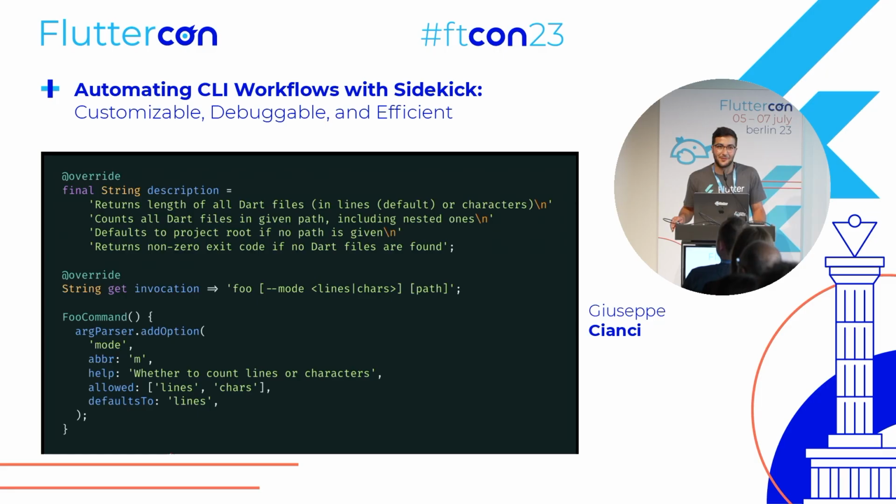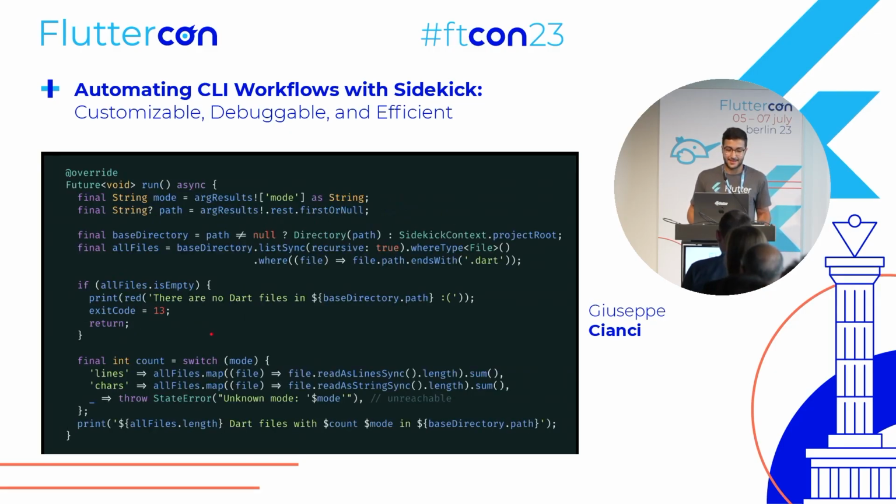So I can just copy and paste the description up here and the invocation as well. And to add the parameter, the option, I can call argparser.addOption. I can give it a name, a shorthand abbreviation, help, allowed values, and a default value. That's pretty easy. Let's look at the implementation, the run method.